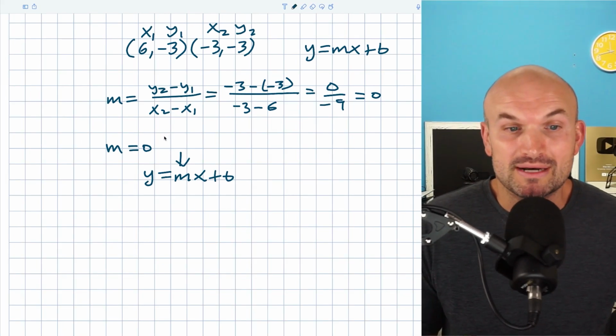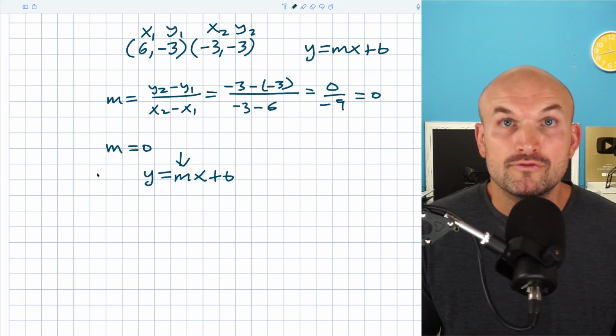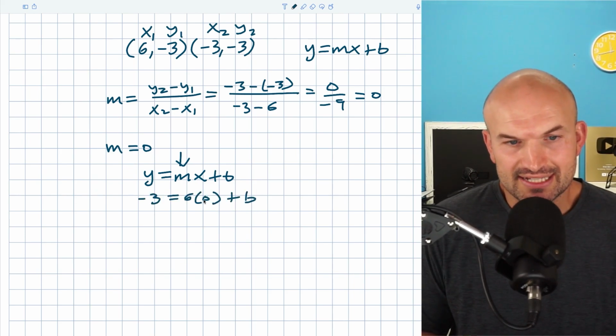I'm just going to plug in point number 1 as well as the slope to solve for b. And now you can see I can just simplify this. 6 times 0 is just going to be 0. So -3 is equal to b.